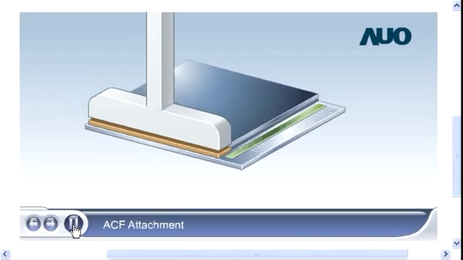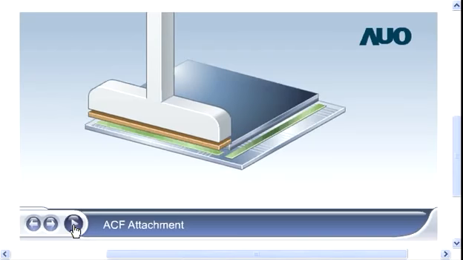This is a COG process. First, with the ACF attachment. So what is ACF? ACF means anisotropic conductive film. That means the conducting can only go from the vertical side, not from the horizontal side. So in that case, it will keep the conducting for the LCD controller, but at the same time, you will not have shorts. So it is a pretty advanced technology.